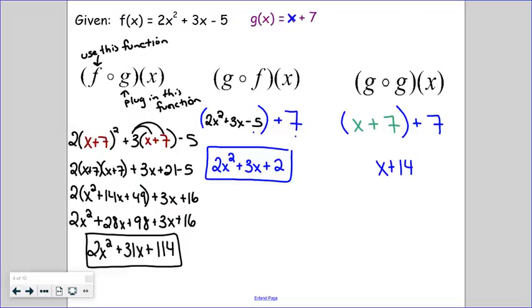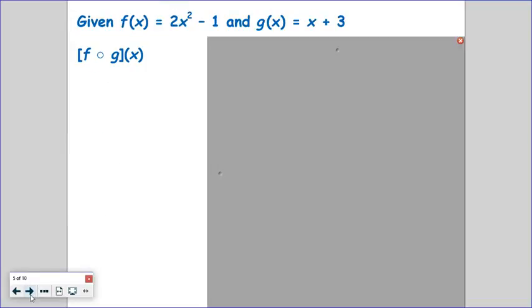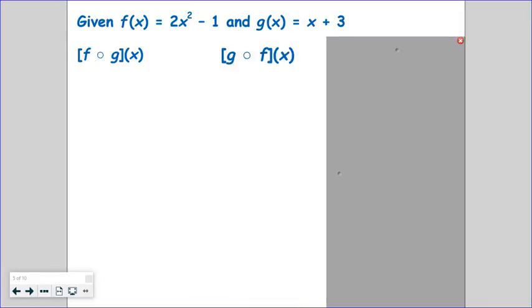Okay. So I want you to try this one on your own, and I'm going to give you the first two to do, and then we're going to talk about the last one together. So given that f of x equals 2x squared minus 1 and g of x equals x plus 3, do f of g, and then do g of f. And I'll just be around to help.